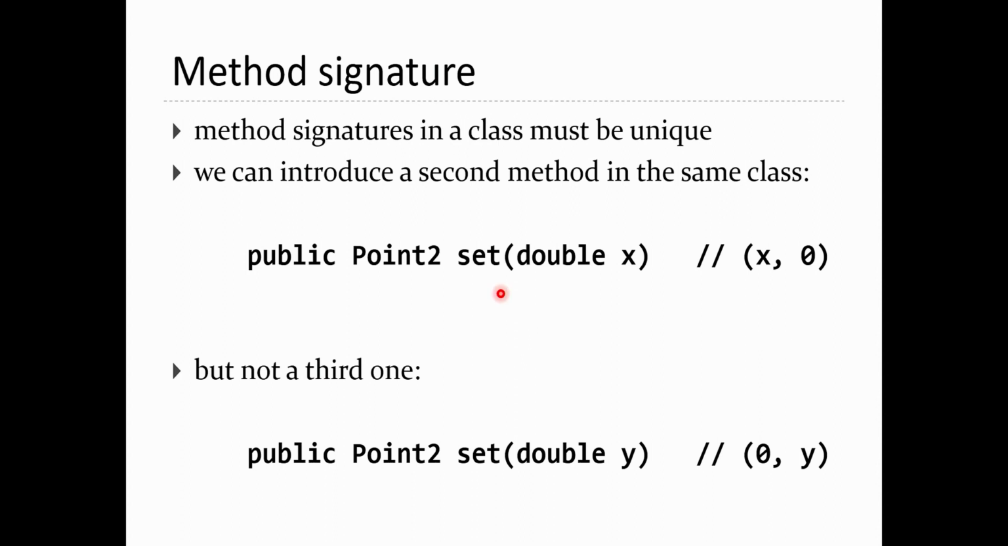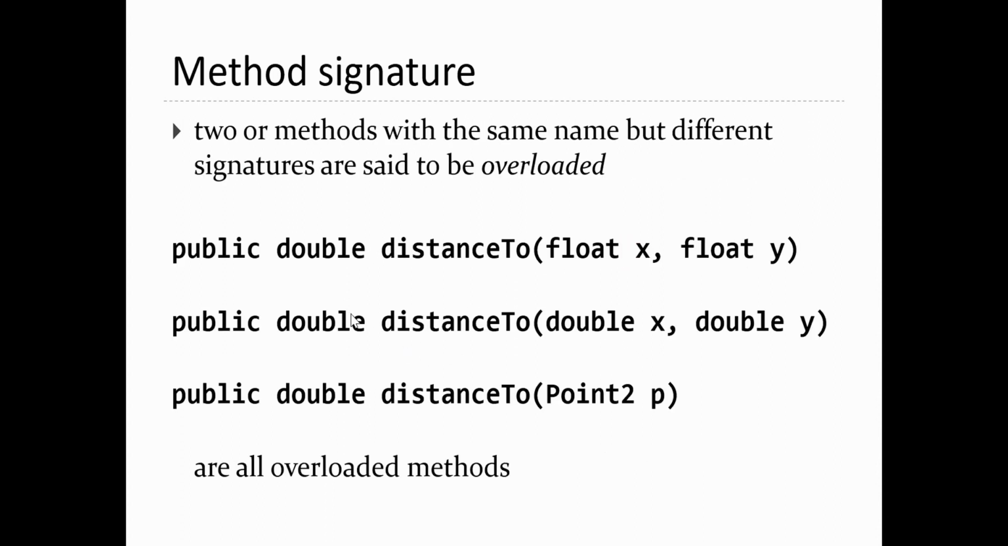So I can introduce this method called set that changes the x coordinate, but I cannot introduce both of these methods. I cannot introduce a third method called set that changes the y coordinate. Why? Because these two methods have the same signature. When you try to call this method, there's no way for the compiler to figure out which method you mean. The parameter name does not affect the signature. So two methods with the same name but different signatures are said to be overloaded.